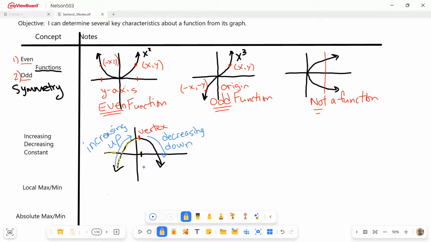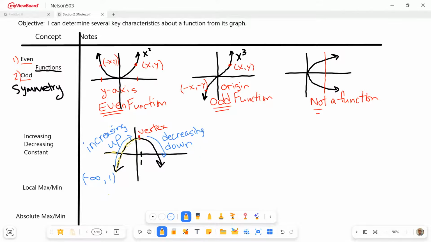Now, I think sometimes people get confused a little bit when they ask over what interval is the function increasing. So I'm just going to make up a number. Let's say that's x equals 1 right there. So I would say that it's increasing from negative infinity over to 1, and then I would put a parenthesis on 1.